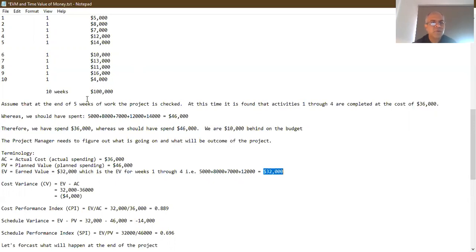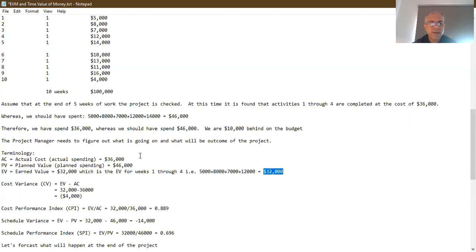Again, we have done 1 through 4, whereas we should have done 5. The 5 added up together come up as 46,000. So that's the planned value. The earned value is that we have done 4, so add up the cost of those. We have earned in value by completing these 4 activities $32,000 worth of work. So that's the value that we have earned.